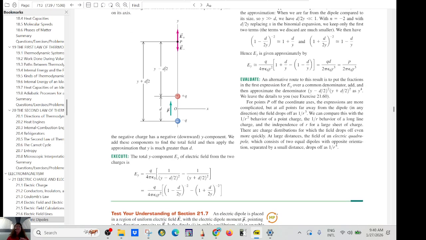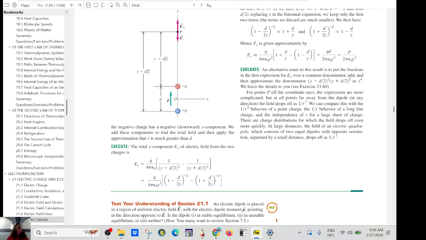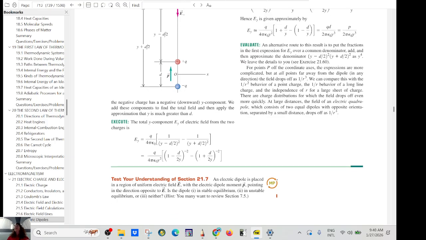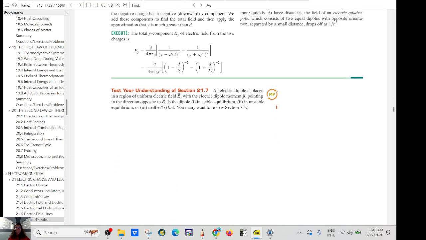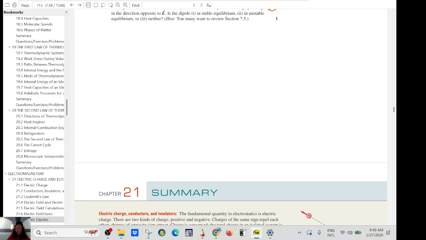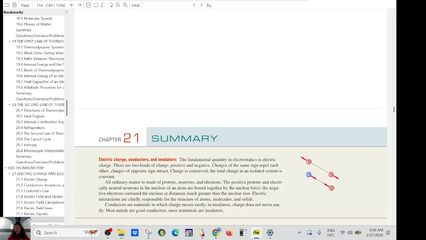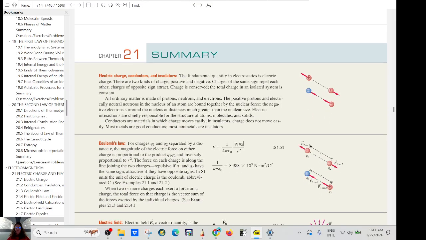So again, it's very easy to get this book. It doesn't matter which publication you get. You can find it for $5, $10, very easy to get. It's very nicely written. It's very important for engineers.